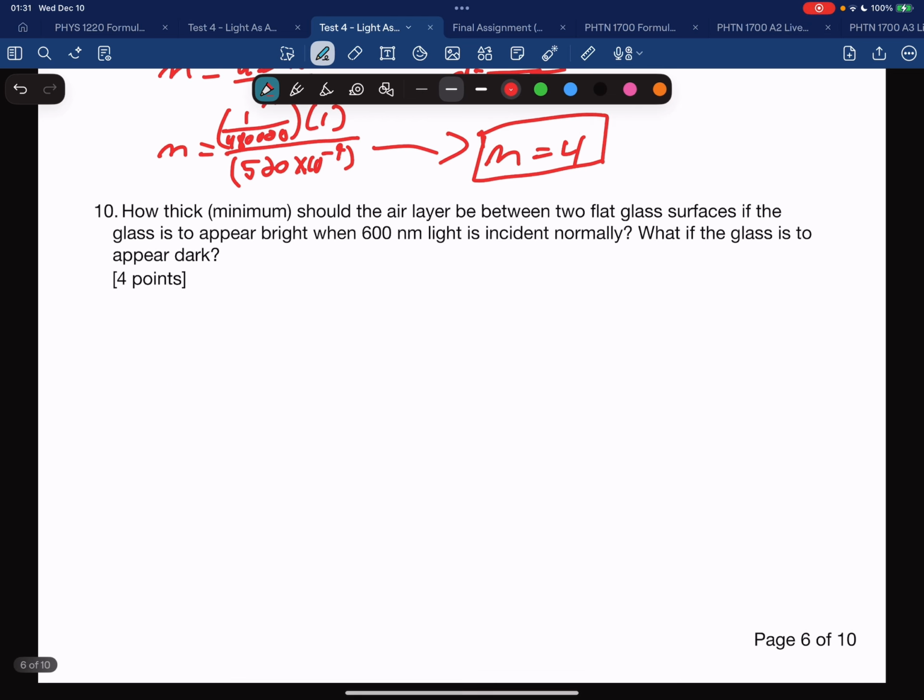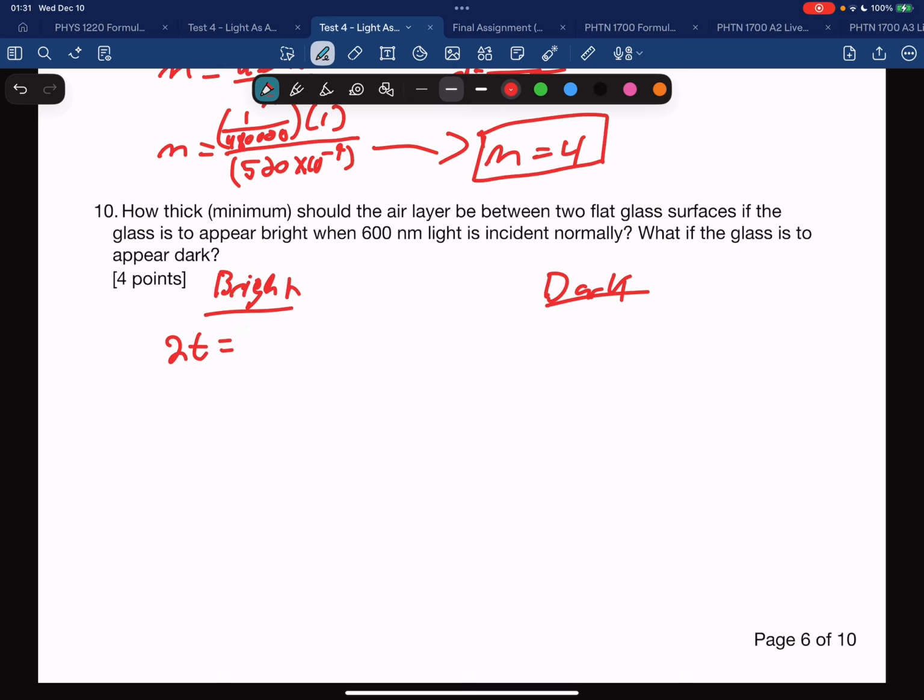And number 10, how thick minimum should the air layer be between two flat glass surfaces if the glass is to appear bright when 600 nanometer light is incident normally? What if the glass is to appear dark? Okay, so for bright, and for dark, I'll do these calculations separately like this.